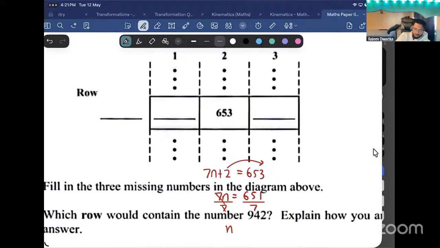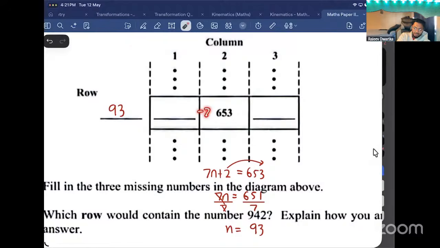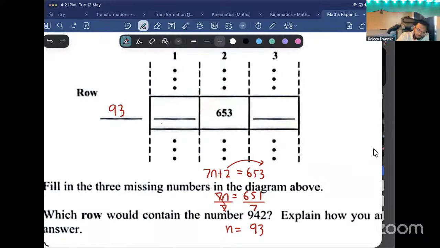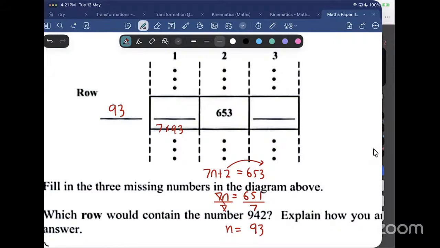That would be 93. Yeah, this is 93. And obviously, you know how to use the general relationship. If you want to find this one, take it just minus 2. Or if you want, you could say 7 by 93. That'll be 651.